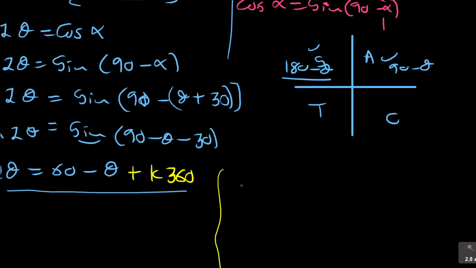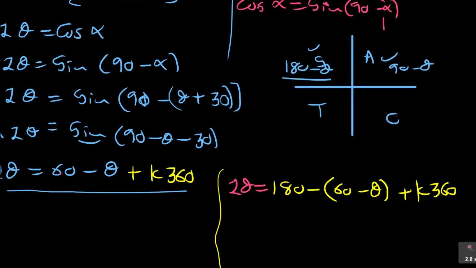So we're going to write here 2 theta is equal to, remember it was 60 minus theta plus k 360, but now it's 180. Let me use this pen. It's 180 minus, now you've got your minus theta bracket, 60 minus theta plus k 360. So you are looking at this one is in the first quadrant here. Take it as your theta. Even here you're taking this as your theta.